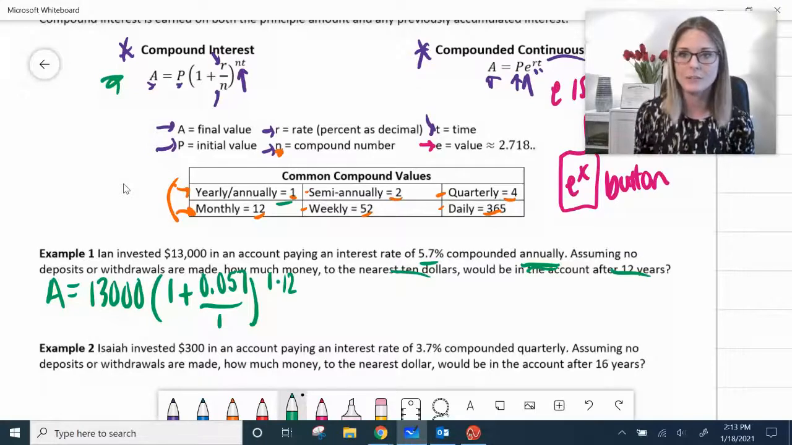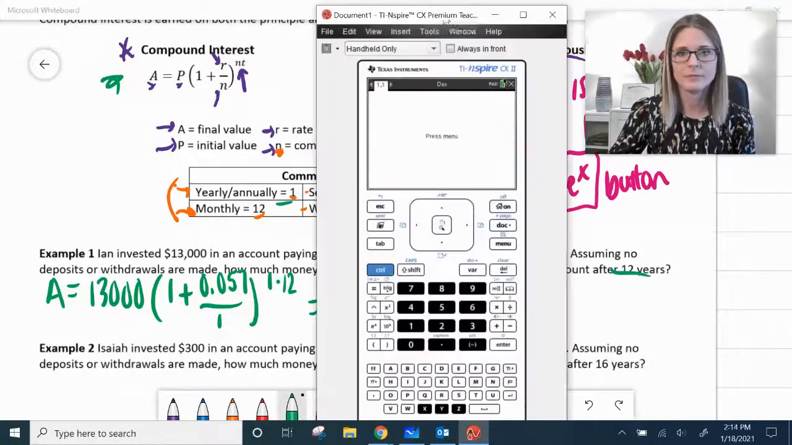Review that, go back, rewind if you need to. And then we just plug it in our calculator and we evaluate it. So let's head over to the calculator. I'm going to slide the calculator right here so I can see.